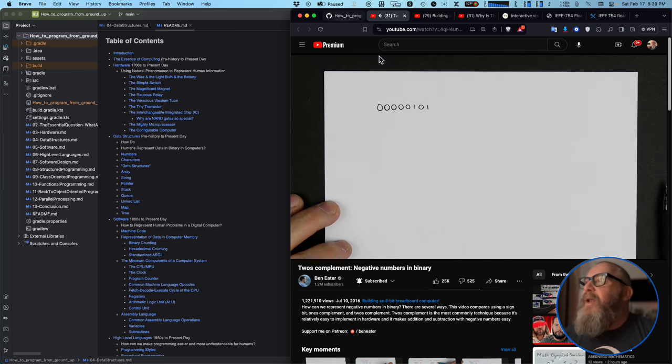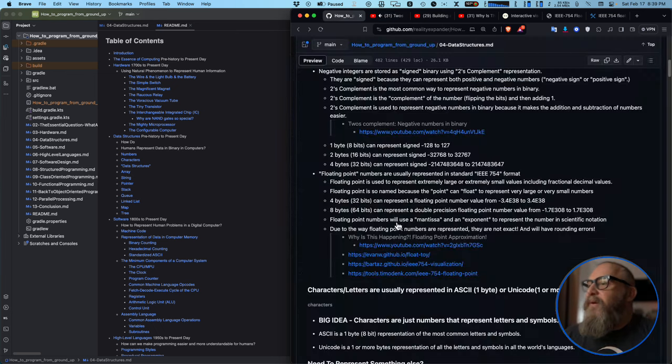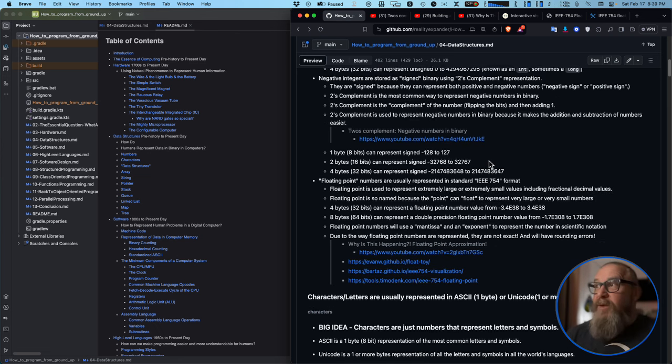You can go look at that. Be familiar with binary. You can go look that up. But that's one of the first things, so it is really useful to do that exercise.